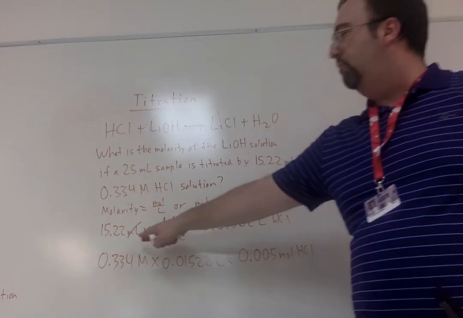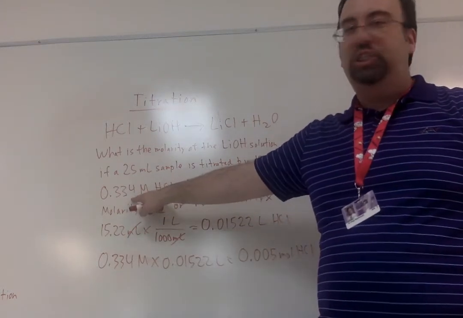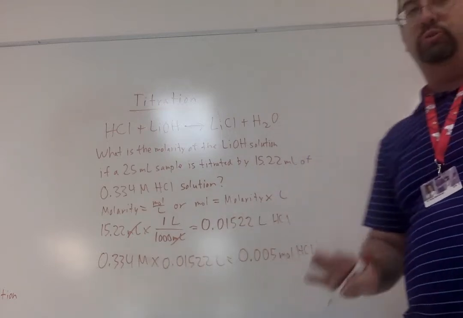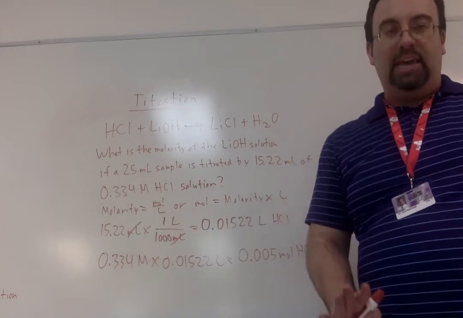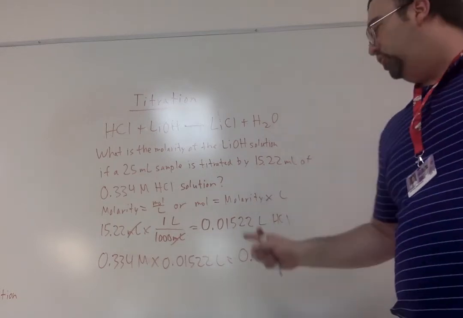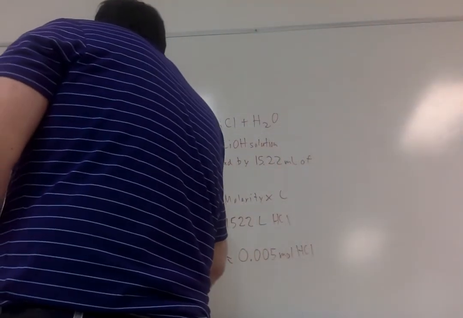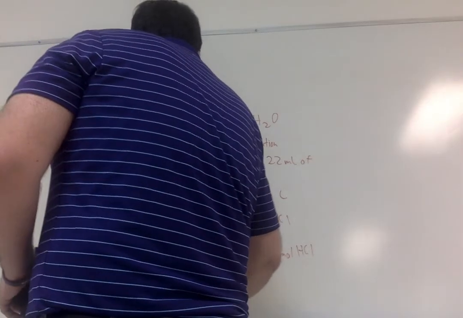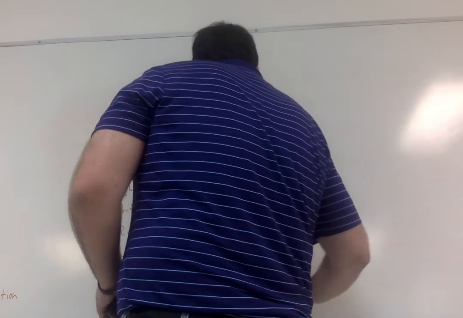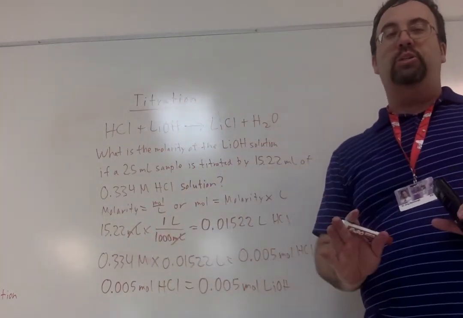So we first converted the milliliters here to liters, then we took the known concentration and multiplied by the volume in liters to get the moles of HCl. This is the endpoint, so the moles of the acid is equal to the moles of the base. So what this means, 0.005 mole of HCl is equal to 0.005 mole LiOH. Now we have one more step.